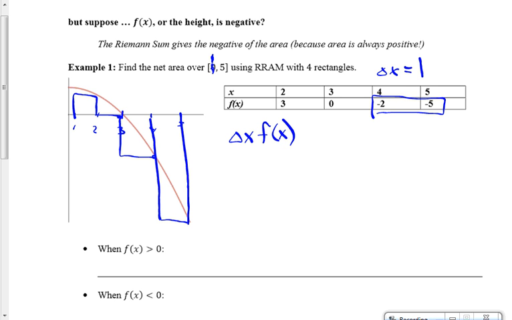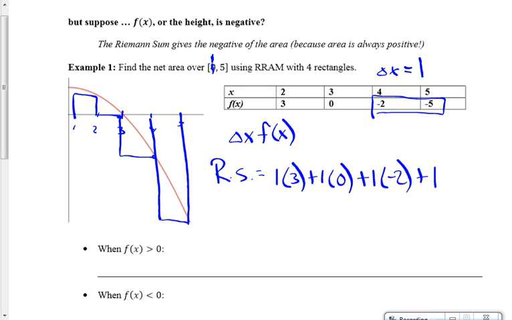Negative values, right? So the right-handed Riemann sum here would be 1 times 3 plus 1 times 0 plus 1 times negative 2 plus 1 times negative 5. And the Riemann sum value would be 3 minus 2 is 1 minus 5 is negative 4. The value of the Riemann sum is negative 4. Now, numerically, that's not a problem. But looking at the picture, what's weird about it?